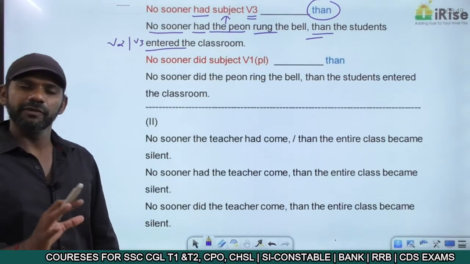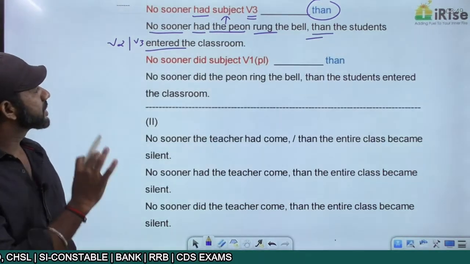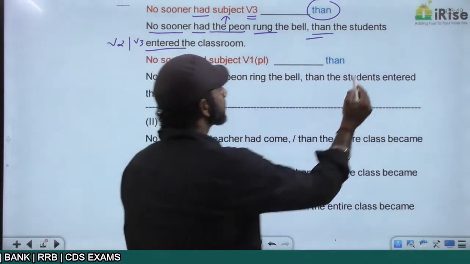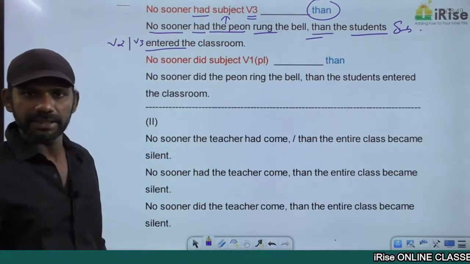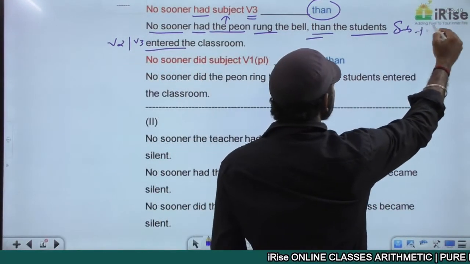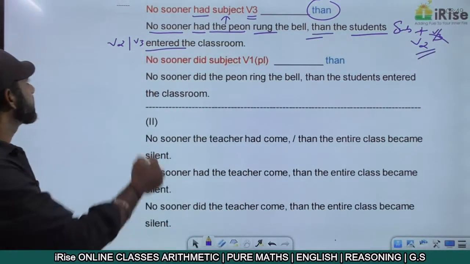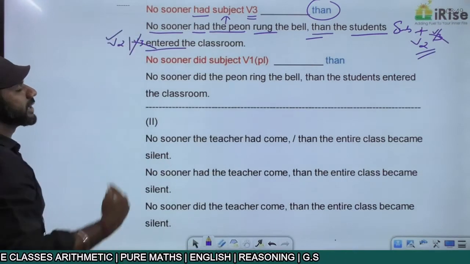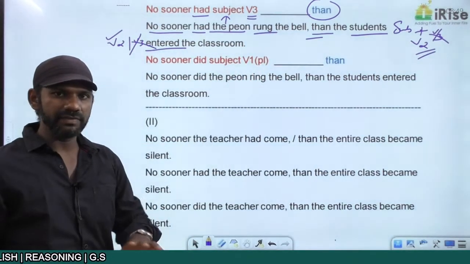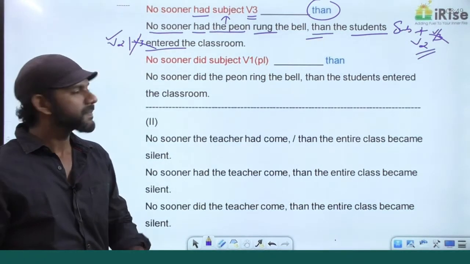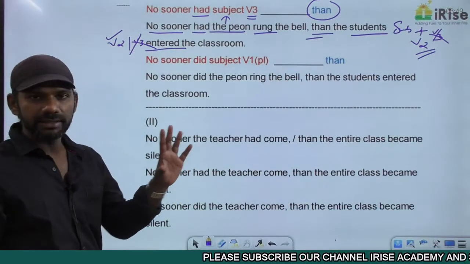That's my question. In fact, there's no need for us to think much. Just write down the order of the statement. The students entered. The students is the subject here. Entered is the verb here. There is nothing like subject plus V3. It is subject plus V2. So in this case, entered is not V3. Entered is V2 here. Rung must be V3 because it's coming after had. There's nothing like had plus V1 or had plus V2. It's had plus V3. So no sooner had the peon rung the bell than the students entered the classroom.